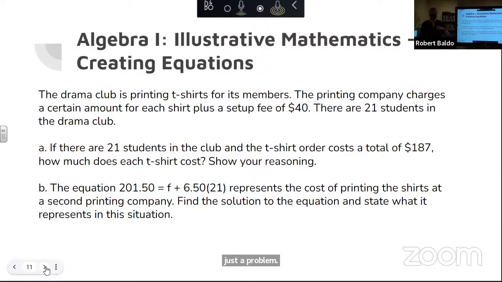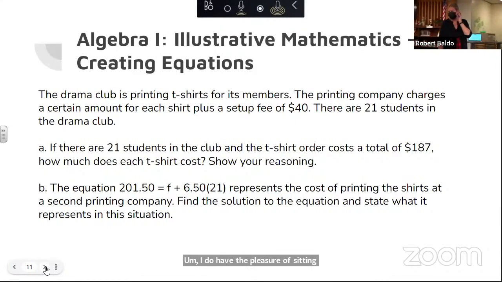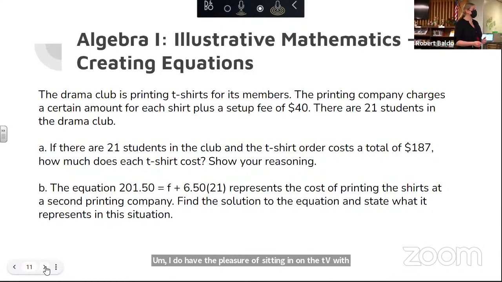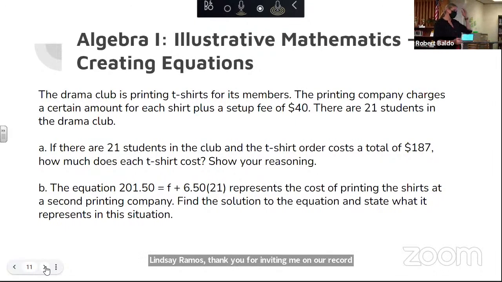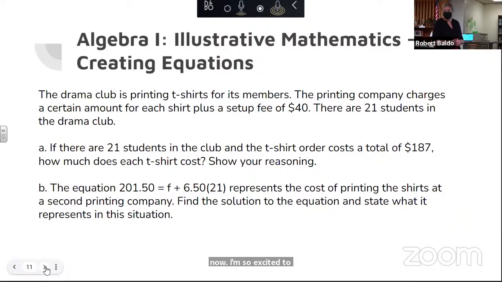I had the pleasure of sitting in on the PD with Lindsay Ramos. Thank you for inviting me, our representative from CREC. And I got to see some of the instructional routines that are embedded in the Illustrative Math curriculum, and they're just amazing for students to talk about math. I'm so excited to implement this in my classroom. And I think the other teachers are excited too.